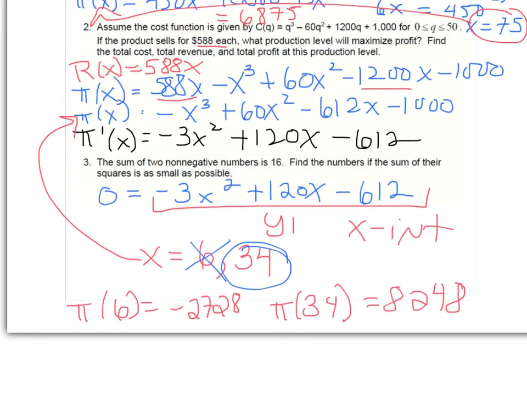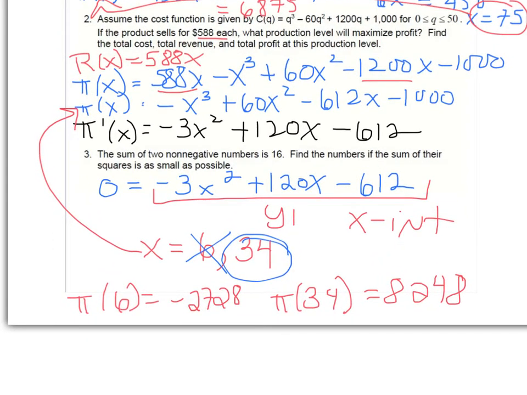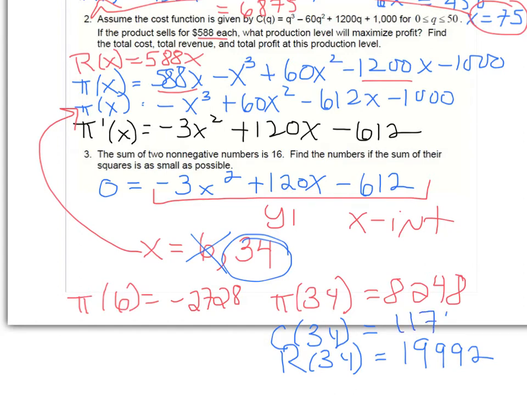Now there were other parts to this question. Find the total cost, revenue, and profit at this level. So we need to find cost of 34 and revenue of 34 as well. So when we plug 34 into the revenue equation, 588 times 34 is 19,992. And when we plug 34 into the cost, we get 11,744.